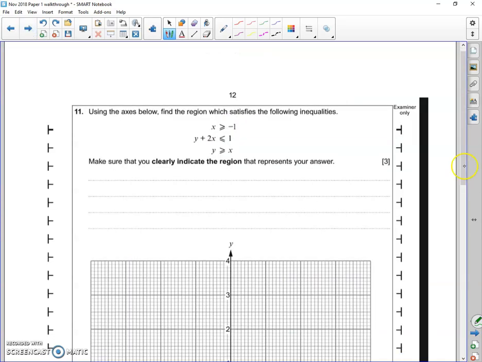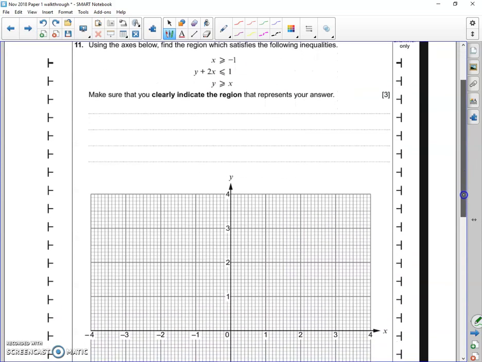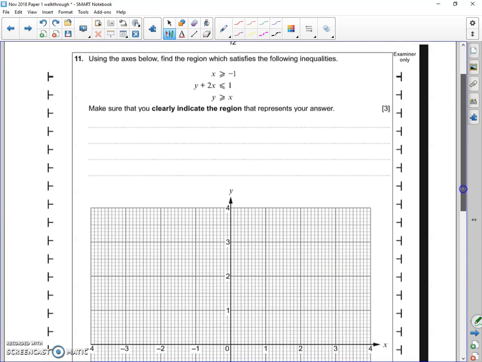Okay, graphical inequalities next. Use the axes below, find the region which satisfies the following inequalities. So there's 3 lines, so it's going to be a triangle, and then colour it in, clearly indicate your region, so shade it at the end. One of those lines we can draw straight on, the other 2 are going to need a table.